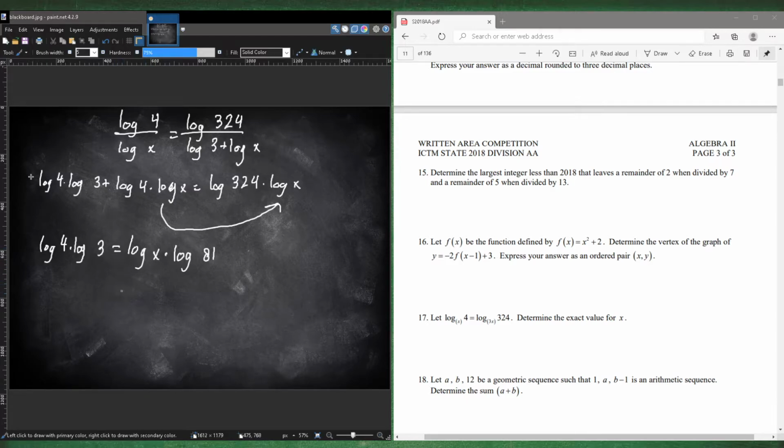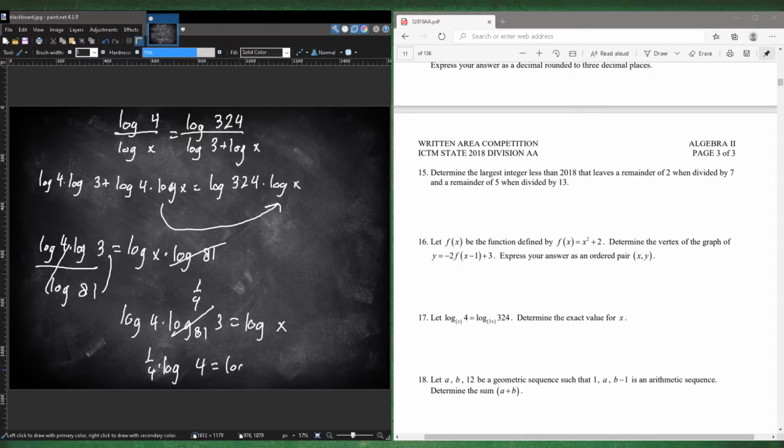To get log x, we divide both sides by log 81. So I'm going to put these two together, log 3 and log 81, to get log 4 times log base 81 of 3, so we are using reverse base change, is equal to log x. Log base 81 of 3: 81 is 3 to the power 4. So to get 3 to the power 1, we have to multiply by 1/4. So this simplifies to 1/4, and this will be 1/4 times log 4 equals log x.